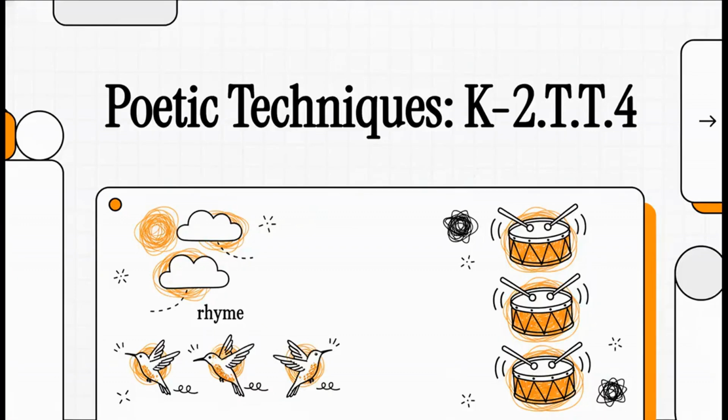Let's talk about poetry for our youngest learners. It can feel a little abstract, can't it? Well, today we're going to tackle standard K-2.T.T.4, and I'm going to show you a super practical, totally classroom-ready plan that makes poetic techniques like rhyme and alliteration feel like pure fun for your students.